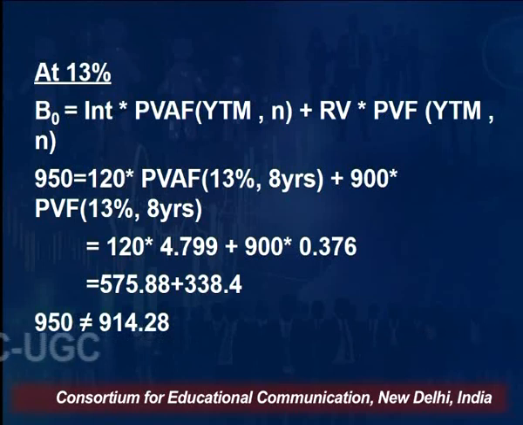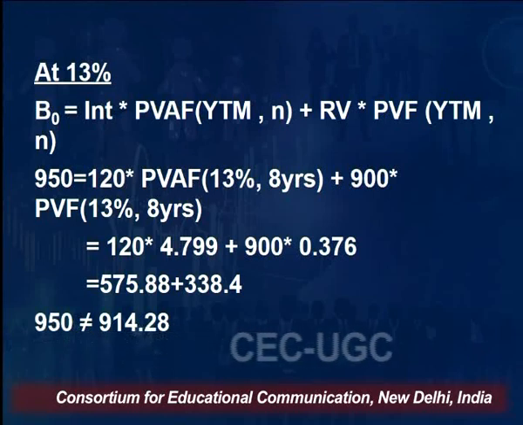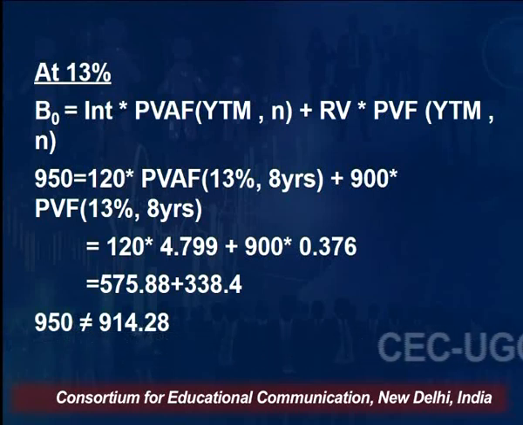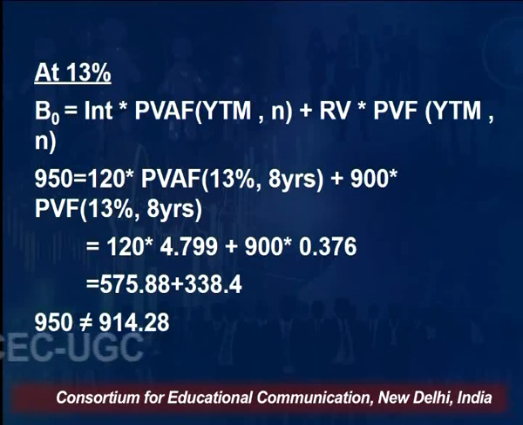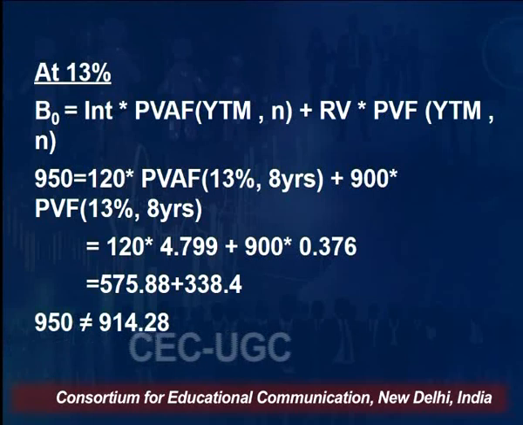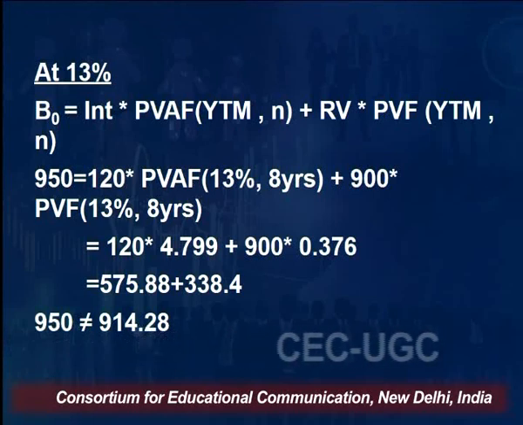So if you add these two inflows, I will say, not income, inflows, that comes to be 914 rupees 28 paisa. It means again the right hand side is lower than the left hand side. So now we'll have to take the help of the interpolation, right?